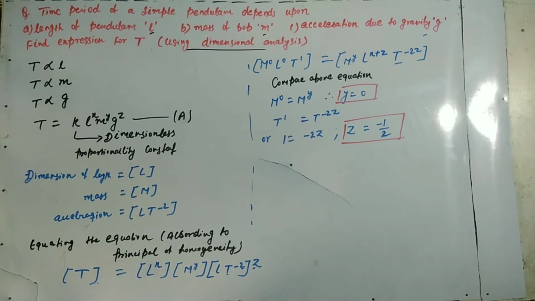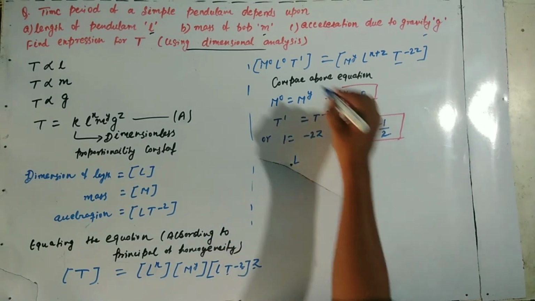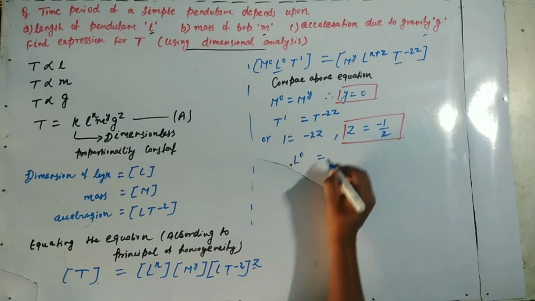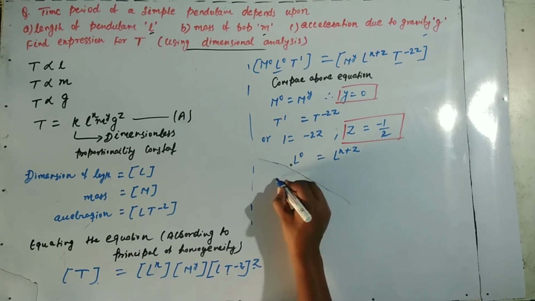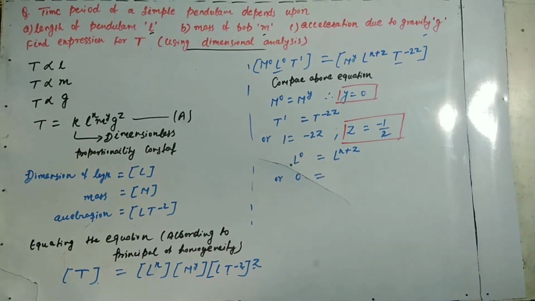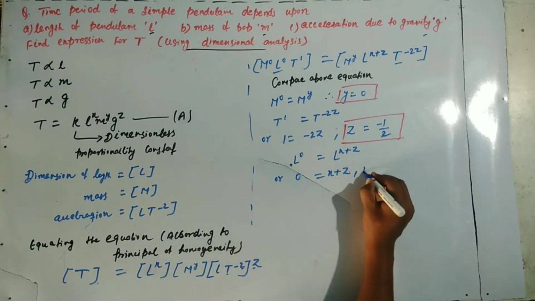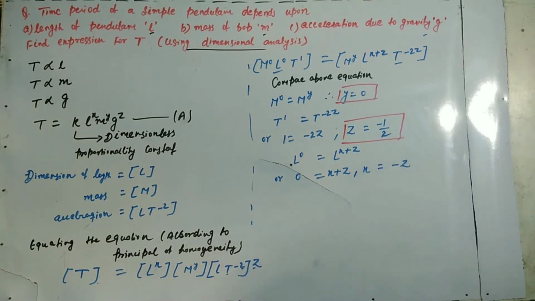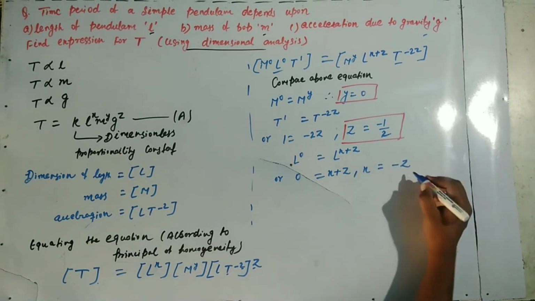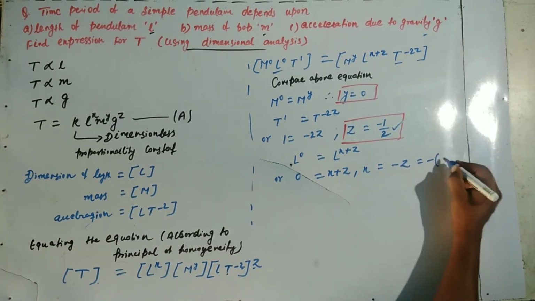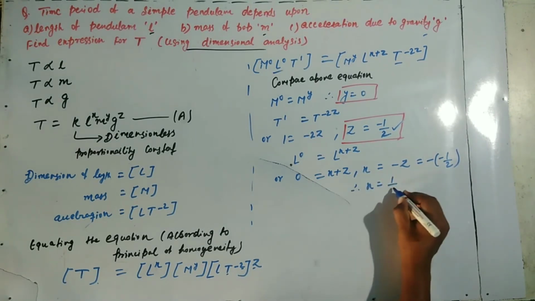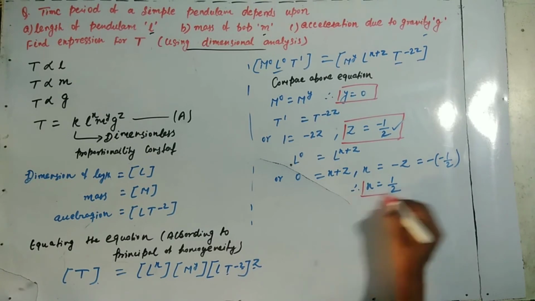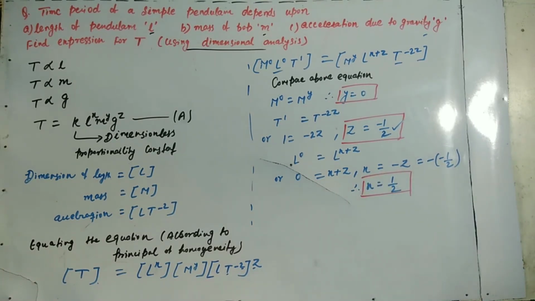Now we compare the equation in the L term. L to the power 0 equals L to the power X plus Z. When L is cancelled, then 0 equals X plus Z. The value of Z we found already, so X equals minus Z. When we put the value of Z, then X equals minus into minus 1 by 2. Therefore X equals 1 by 2. Here we found the three values of X, Y and Z.